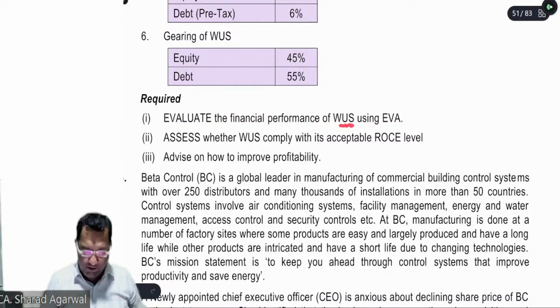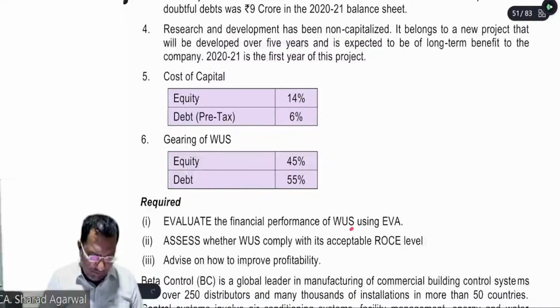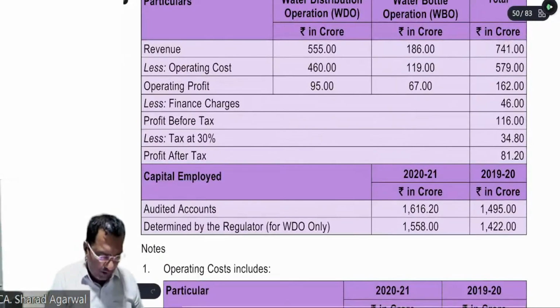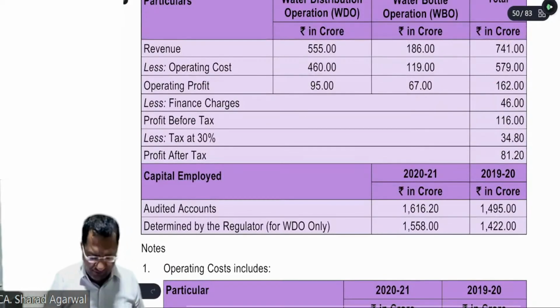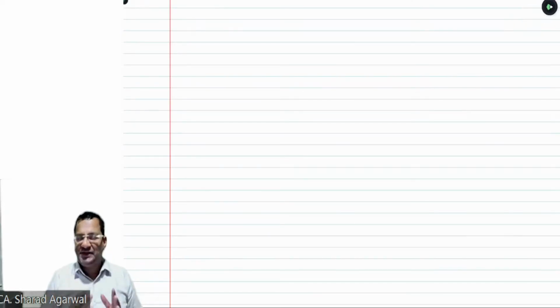So first we will start with the operating profit. We have been given the operating profit as 162. Let's start. First of all we have to find out three things, let it be very clear: first of all adjusted NOPAT, adjusted capital, and the last point is weighted average cost of capital. So first of all, we will find out the NOPAT.